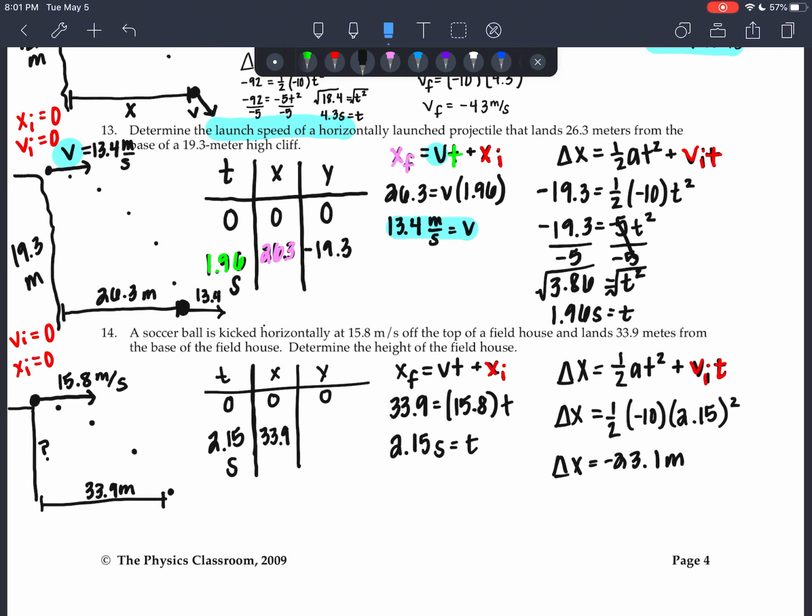So what does this mean? This means that when the ball hits the ground, it will have fallen 23.1 meters. So what does that mean about the top of the house? That means my house is 23.1 meters tall, and I'll even highlight it. How high is the house? Well, this is how high the house is.